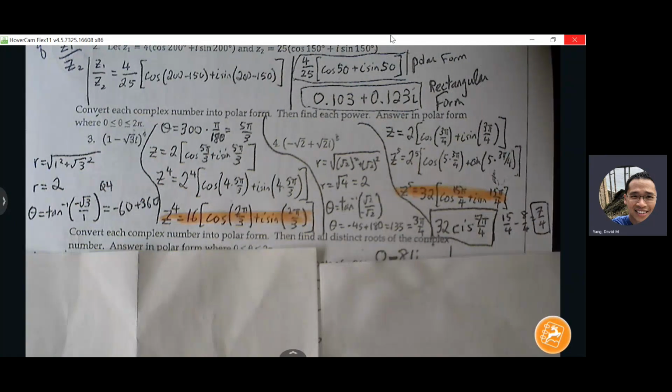Okay, and we do need to subtract 2 pi if it's outside the interval, because it says answer in polar form where theta is between 0 and 2 pi. So if something is outside of 2 pi, then subtract 2 pi until you recognize that theta to be between 0 and 2 pi. Sorry, so I should be writing it as cosine 7 pi over 4 plus i sine 7 pi over 4.